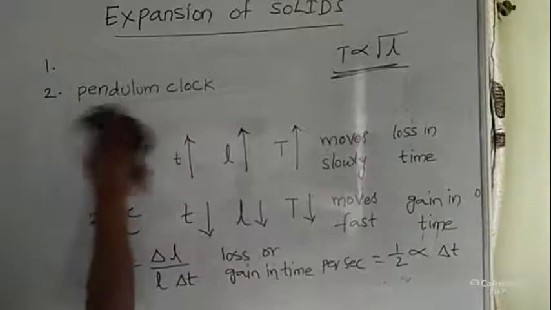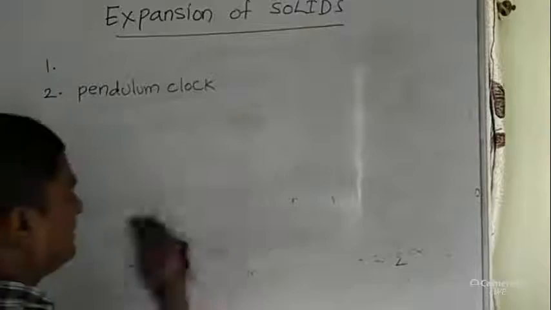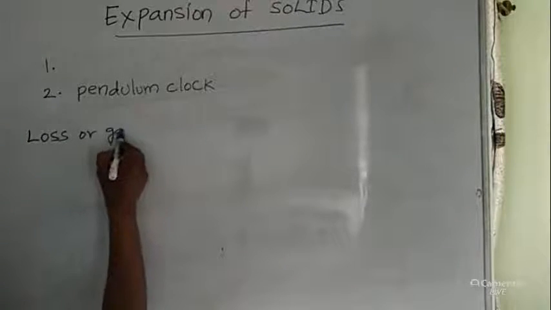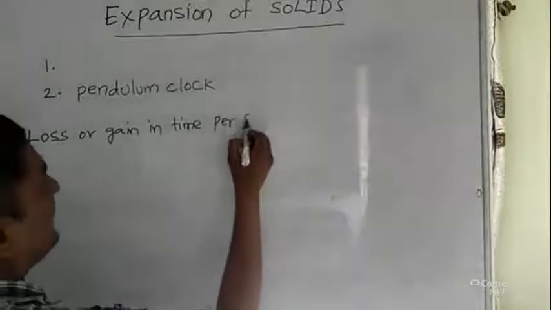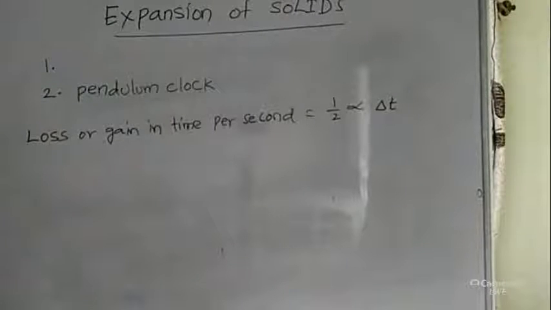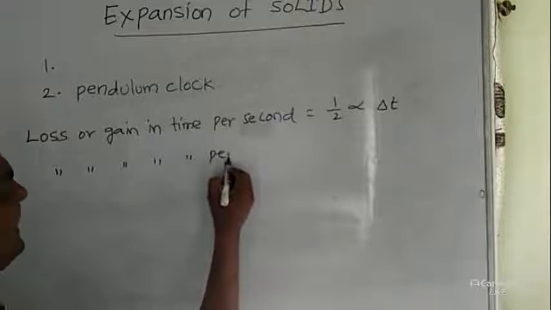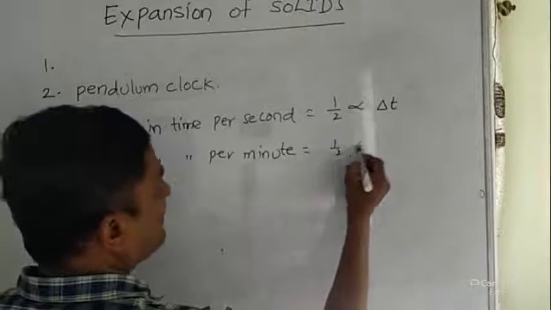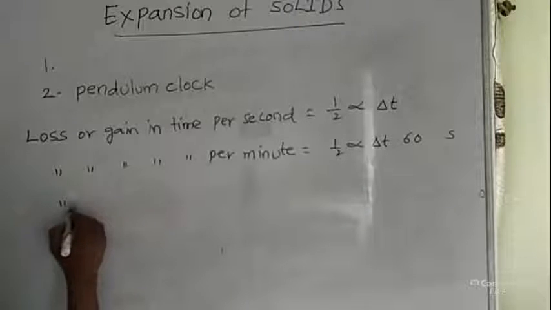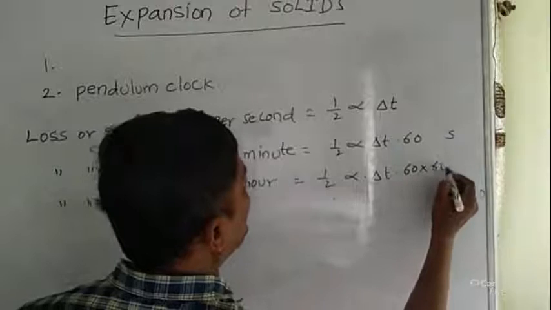In the case of pendulum clocks, loss or gain in time per second equals 1 by 2 into alpha into delta T. Next, loss or gain in time per minute equals 1 by 2 into alpha into delta T into 60 seconds. Next, loss or gain in time per hour equals 1 by 2 into alpha into delta T into 60 seconds.